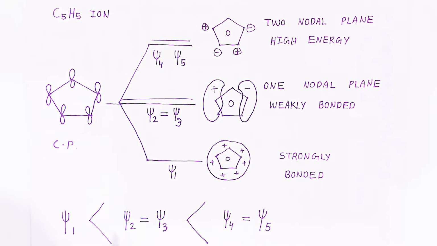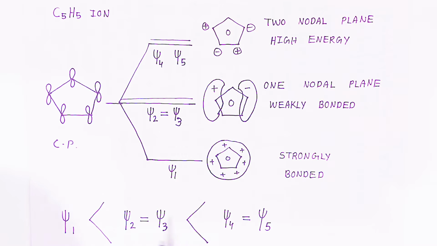Understanding, students, here I have written the energy level diagram. Students, psi 1 is having the lowest energy level, then these two, psi 2 and psi 3, then psi 4 and psi 5. Psi 2 and psi 3 have mostly the same energy level, that is why I have written like this. Here also psi 4 and psi 5 have the same energy level, that is why I have written like this.